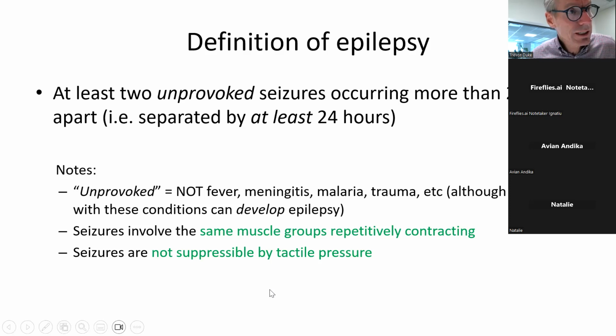Now, sometimes we even struggle to recognize seizures from other forms of neurological movement, and sometimes it's difficult to do so.